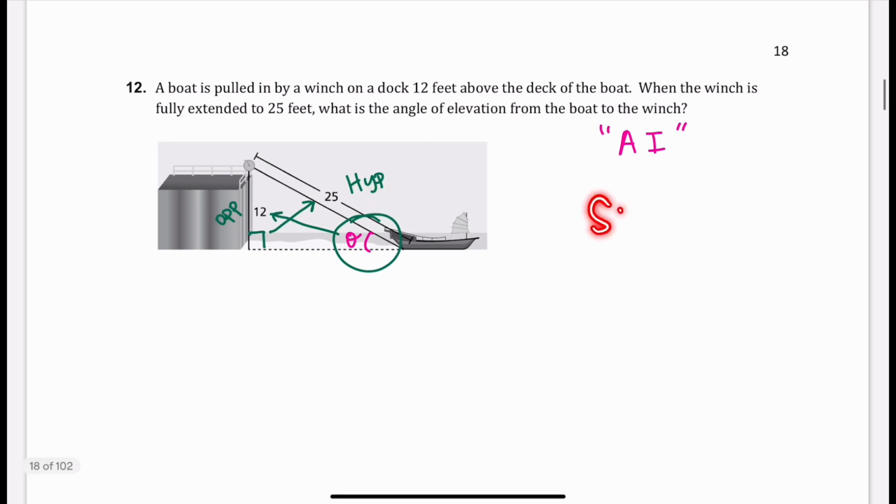This is sine of the angle is equal to opposite over hypotenuse, but we're finding the angle, so we're going to use the inverse sine, and then inside the parentheses we're going to put the fraction. And so opposite is 12 over hypotenuse is 25. And that gives us approximately 28.7 degrees for that angle.